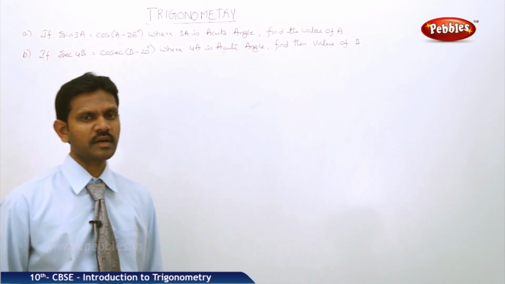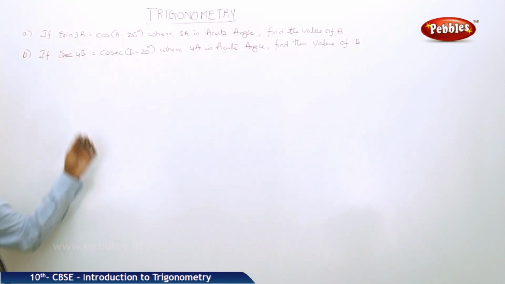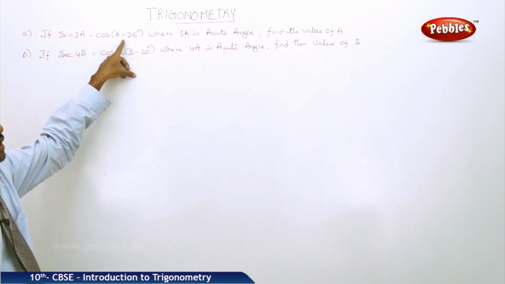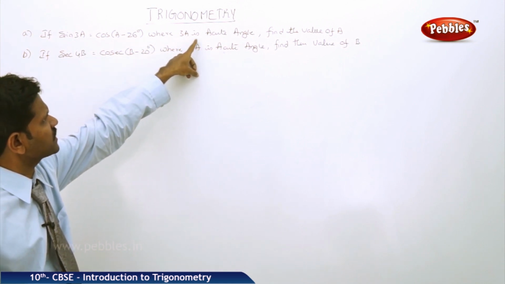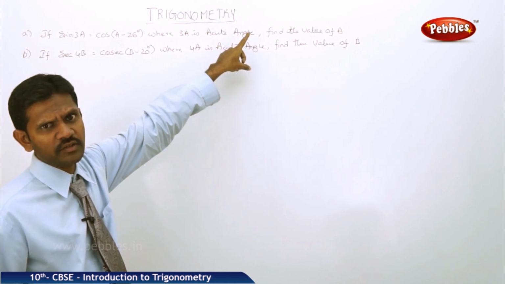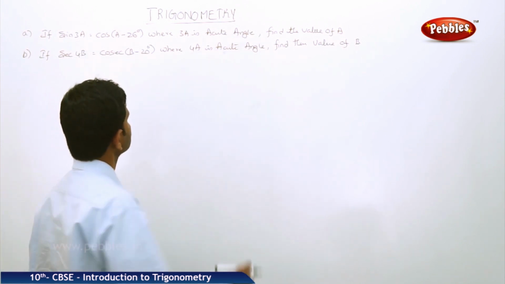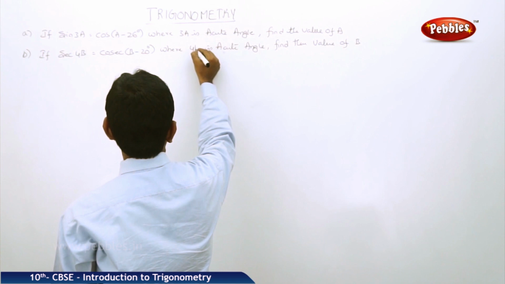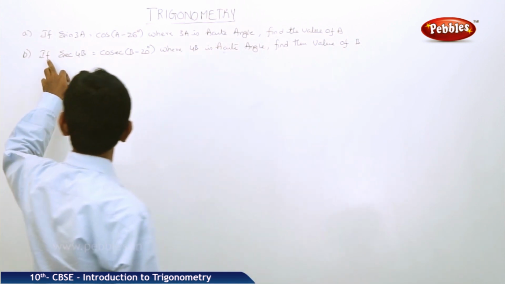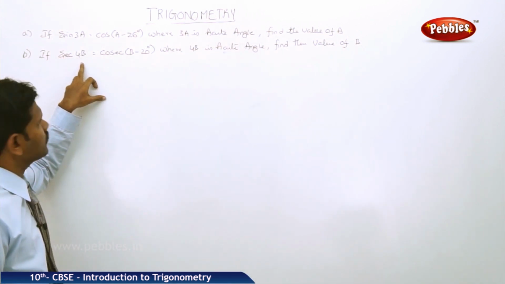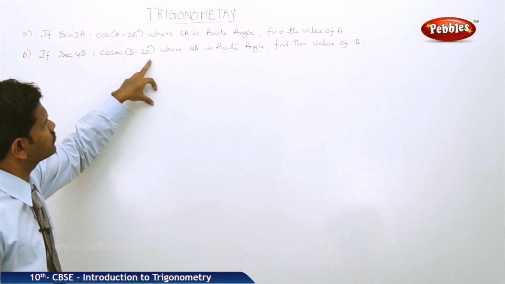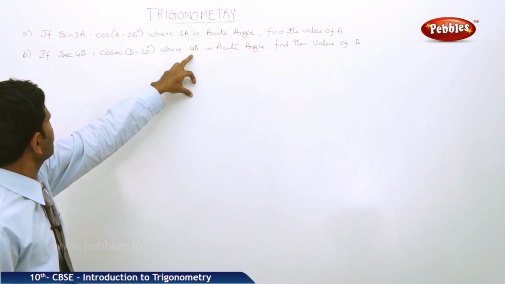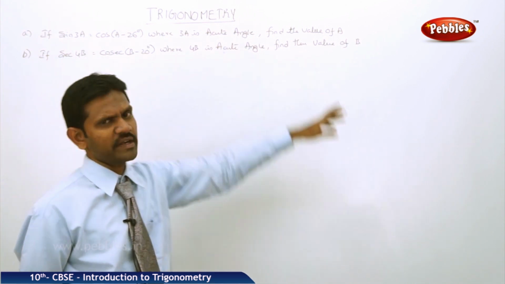Let us see the following examples. If sin 3a is equal to cos (a minus 26 degrees), where 3a is an acute angle, find the value of a. Well, come to the second one. If secant 4b is equal to cosecant (b minus 20 degrees), where 4b is an acute angle, find the value of b.